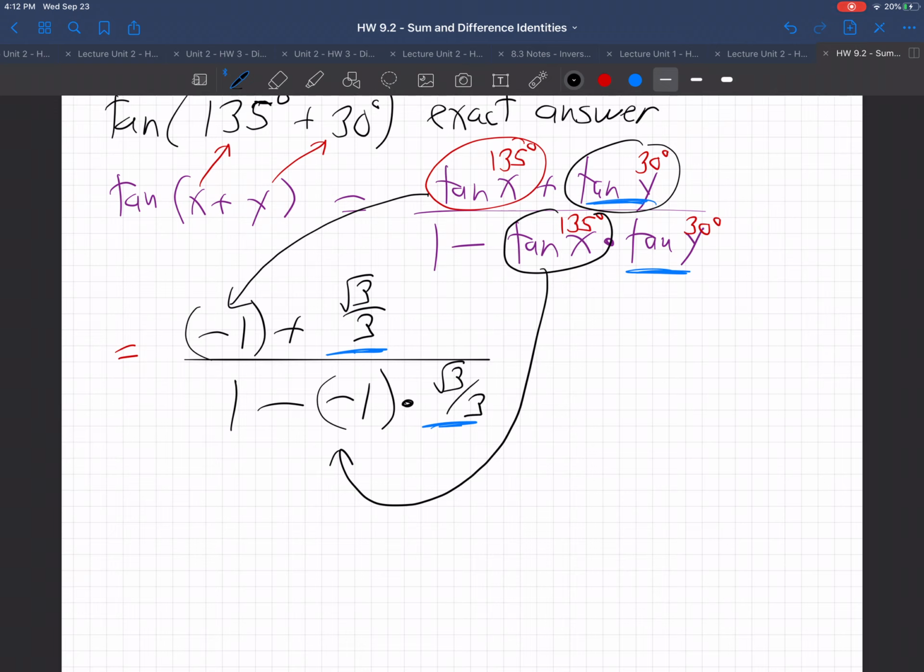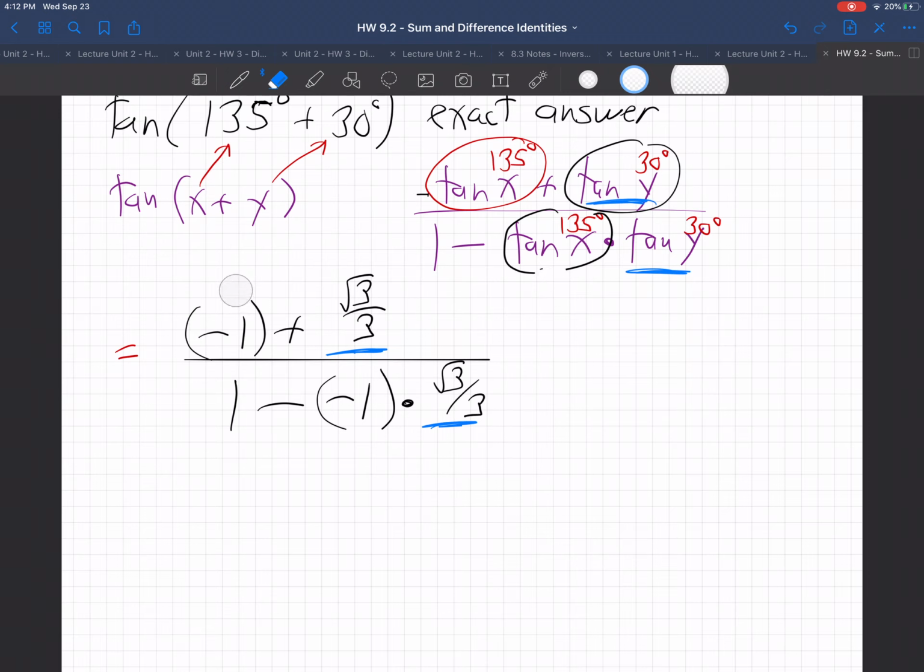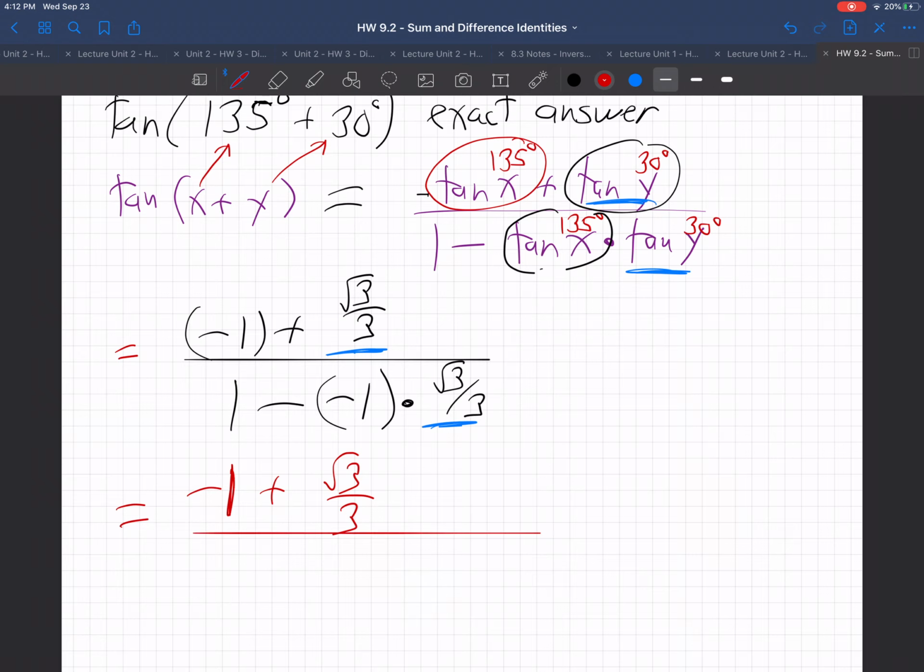Okay. Well, this guy's getting a little bit messy. What are we going to do about this? Well, first off, let's come down to here. This is going to be minus 1 plus root 3 over 3 over 1, and then the two negatives here, minus and minus, is plus, as you know, and 1 times root 3 over 3 is just root 3 over 3.